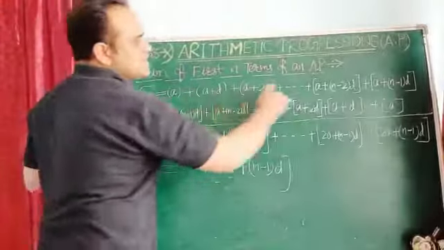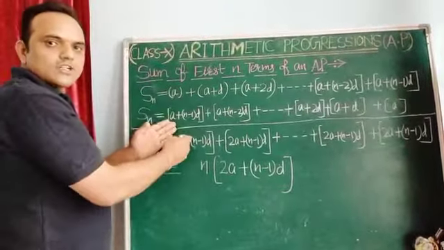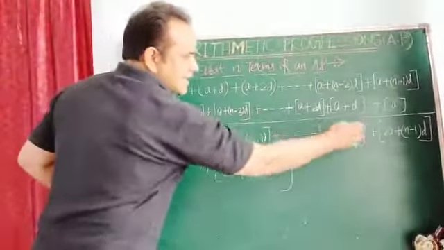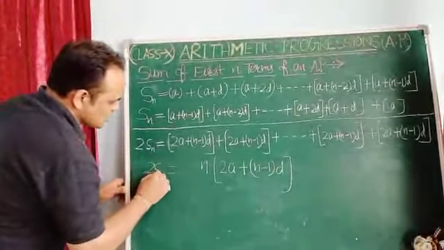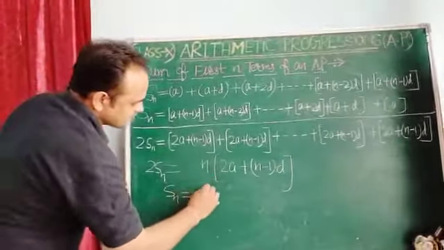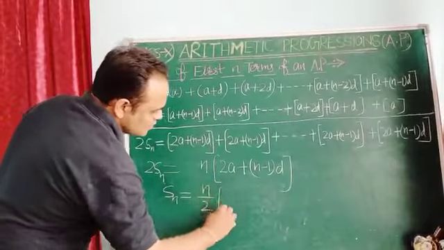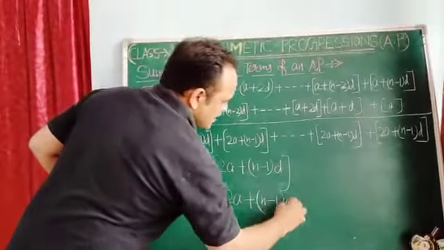Again I am saying in the first line there are n terms, and we are adding in the corresponding term. So in the resultant again there are n number of terms. So this side it is 2 times Sn. And now 2 I am shifting to the right side. It is n by 2, 2a plus (n minus 1) into d.